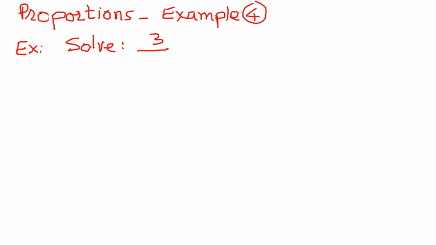3 over x plus 2 is equal to 8 over 7. So to find the value of x, we will break it down into these different steps.